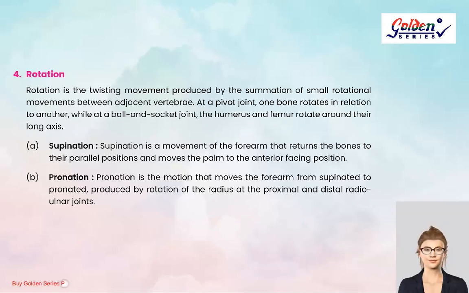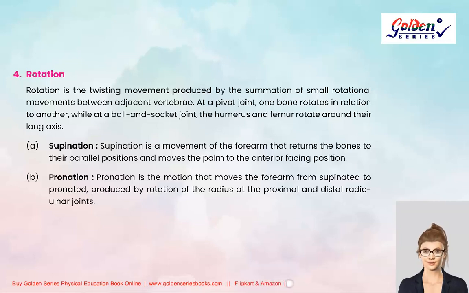Number 4. Rotation. Rotation is the twisting movement produced by the summation of small rotational movements between adjacent vertebrae. At a pivot joint, one bone rotates in relation to another, while at a ball and socket joint, the humerus and femur rotate around their long axis.